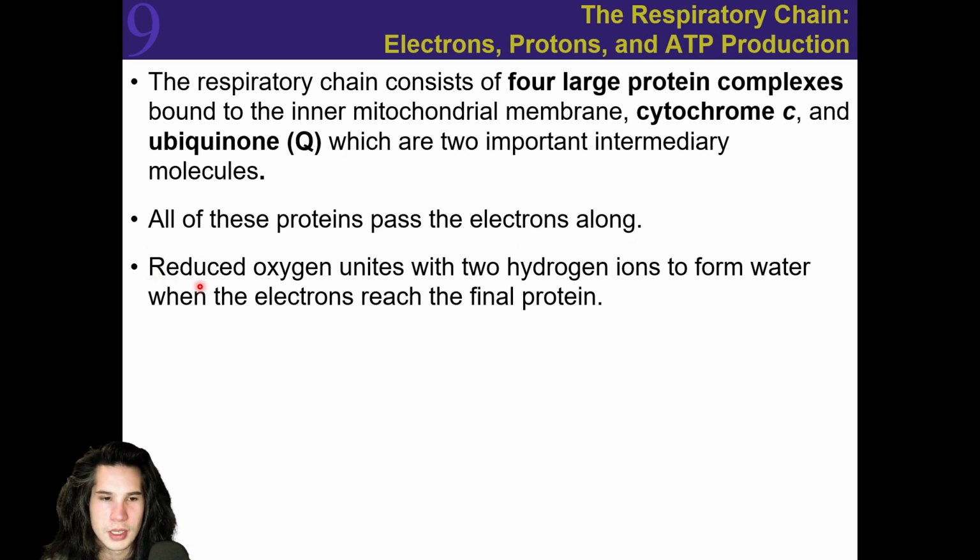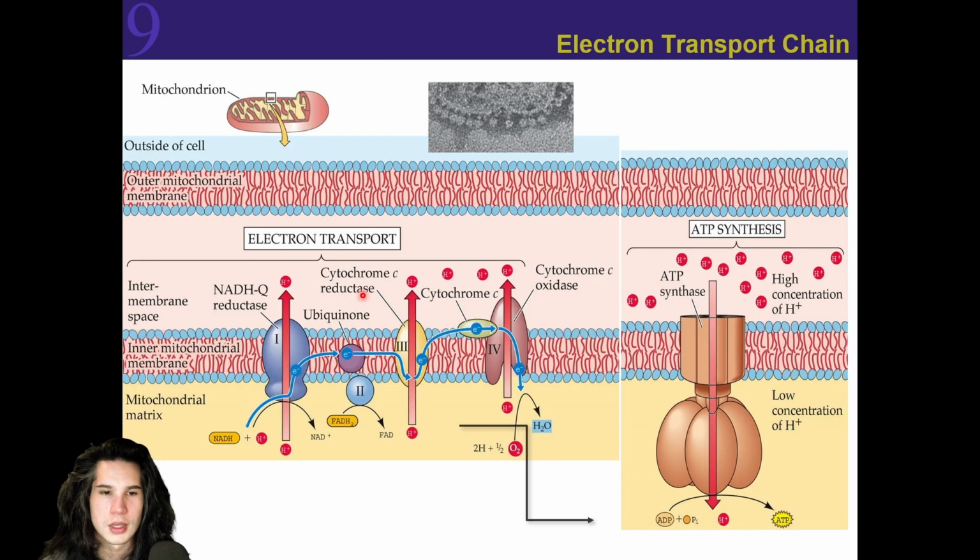And then at the very end, what's going to happen is your oxygen, so this is where oxygen actually is used, your oxygen is then reduced. It's the final electron acceptor. And then it combines with 2 hydrogen ions to form water, sometimes peroxides, when the electrons eventually reach the final protein. So this is probably a better representation of what happens, rather than just words. Here's a picture.